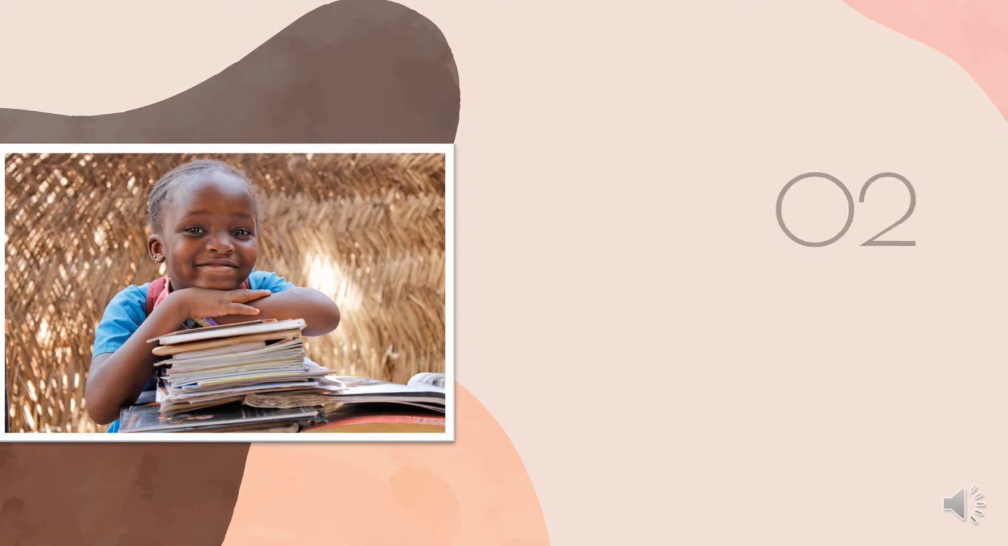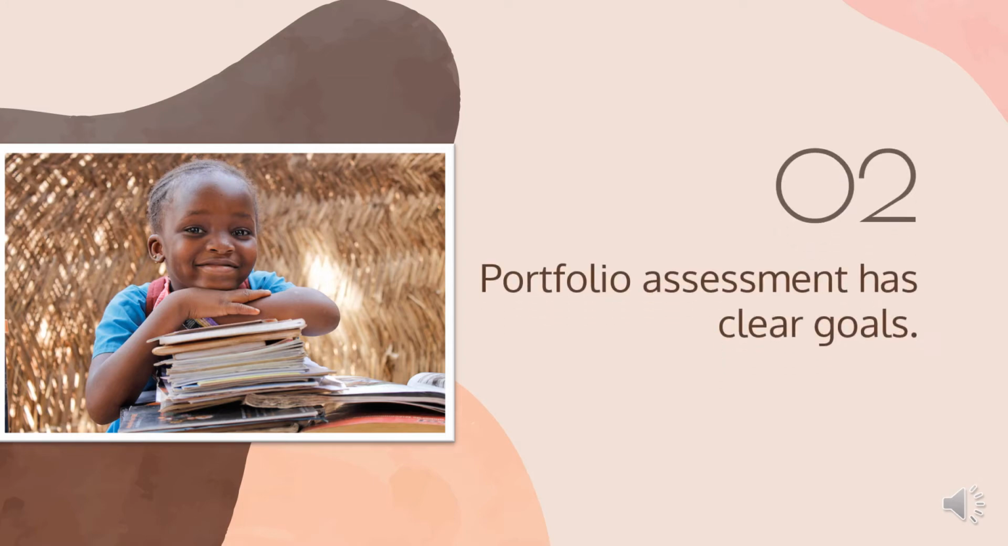Second, portfolio assessment has clear goals. In fact, goals are decided at the beginning of instruction and are clear to teacher and students alike. In cognitive testing, the objectives are identified at the beginning, but the actual items may or may not reflect achievement of such objectives. In portfolio assessment, however, the students control the items to be included and therefore are assured that the goals are achieved.